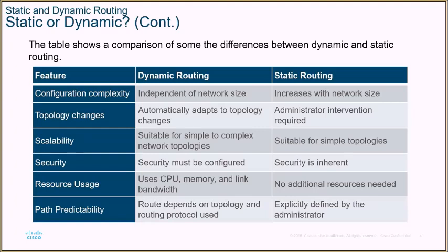Security. You can do security on routing protocols, but it's not default. While with static routing, because no traffic is running over the network exchanging routes, it is actually secure by default. So resource usage, well, you will use resources like CPU, memory, and bandwidth to do all the exchanges and also all the calculations. Now, if you need path predictability, static routing wins that, but it's not often that you actually need that.